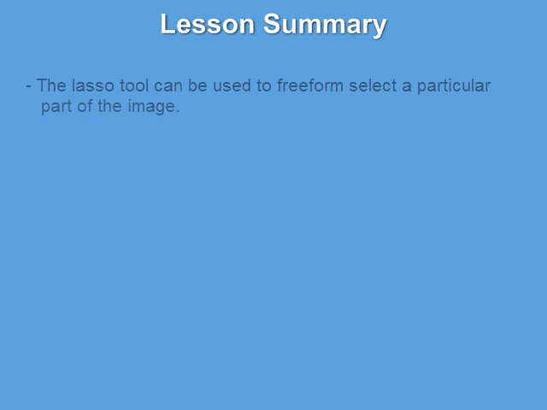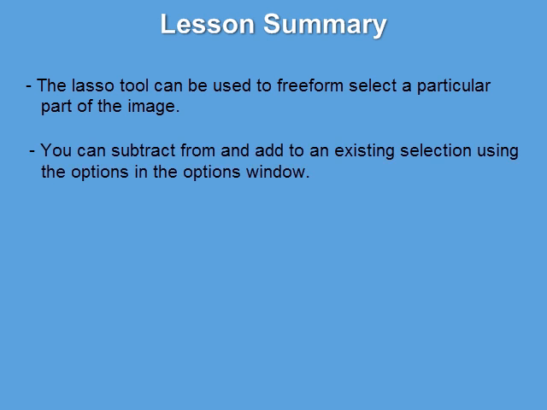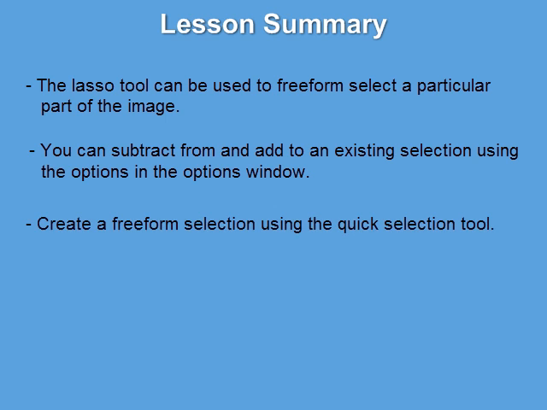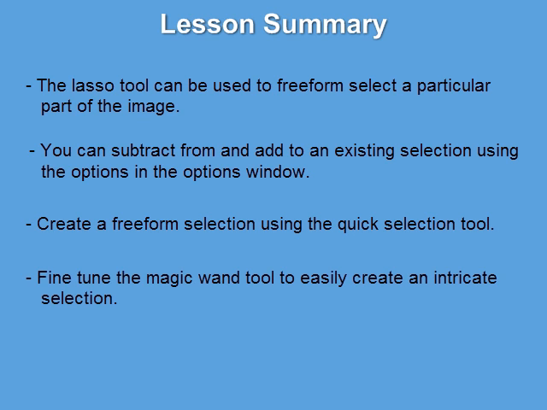The Lasso tool can be used to freeform select a particular part of the image. You can subtract from and add to an existing selection using the options in the Options window. Create a freeform selection using the Quick Selection tool. Fine-tune the Magic Wand tool to easily create an intricate selection.